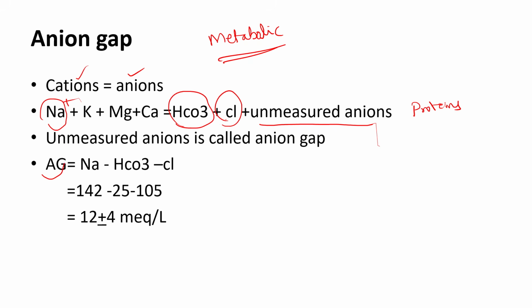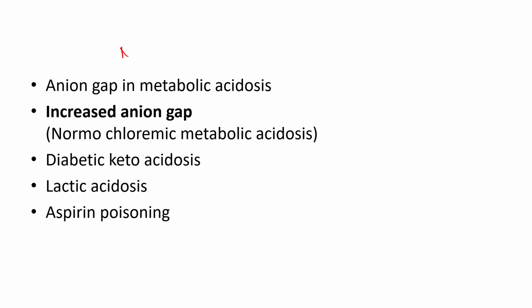And anion gap is equal to the difference between sodium, bicarbonate and chloride. So normally it is around 12 plus or minus 4 milliequivalents per liter. So sodium is equal to bicarbonate plus chloride and non-diffusible or non-measurable anions. So let us think that if there was an addition of an acid.